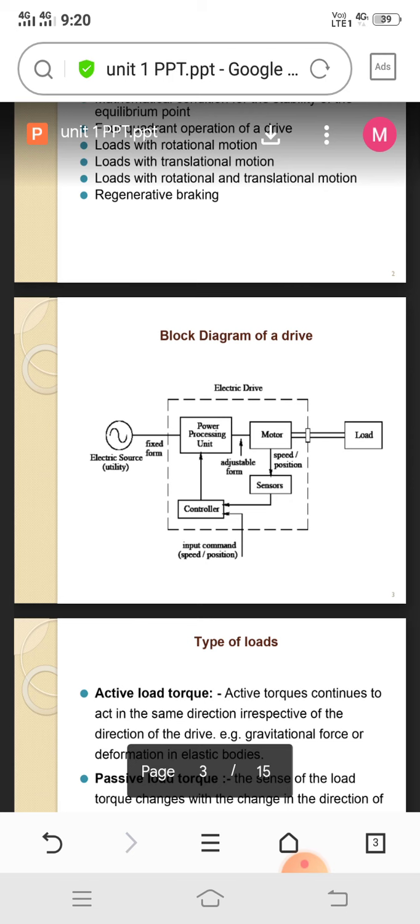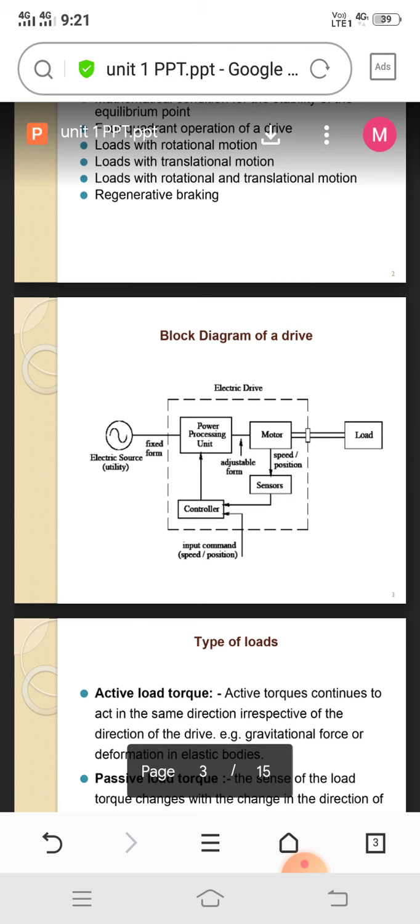Those blocks are sensors and controllers. Under the motor, we had one sensor connected toward the controller, then toward the power processing unit. This is the electrical drive capability of the blocks. None other than these two blocks, we have to consider the whole system. The whole block diagram system is called the electrical drive block diagram. So now let's move on with this block diagram.